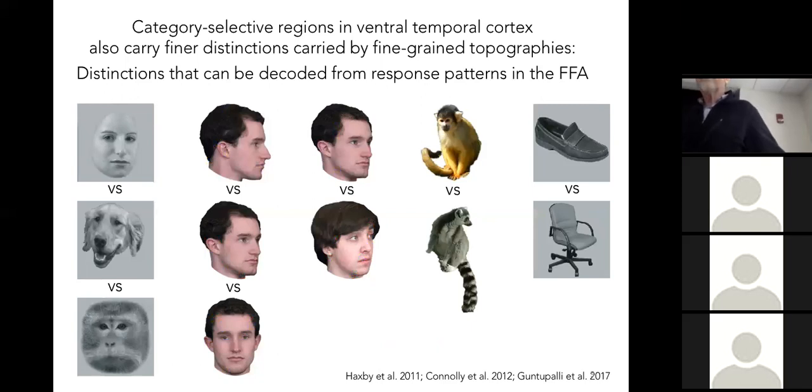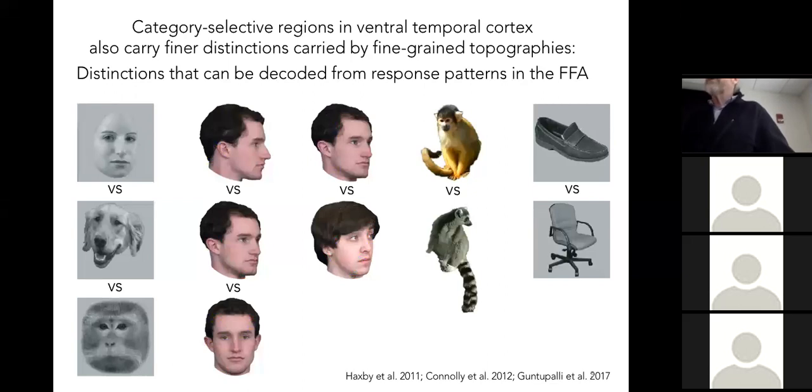You can also decode whether the subject is looking at a full profile or a 3/4 profile or a full face. And also decode whether the person's looking at one identity or another identity. So all this kind of information is encoded within the fine scale patterns in the FFA. And this is all relevant information about what faces look like. But it's even a little weirder than that, because we can also decode whether the person's looking at a monkey or a lemur in the fusiform face area. And we can even decode whether the person's looking at a shoe or a chair.